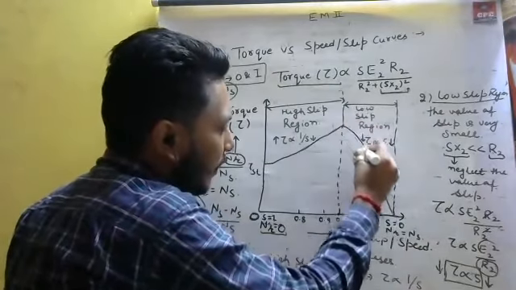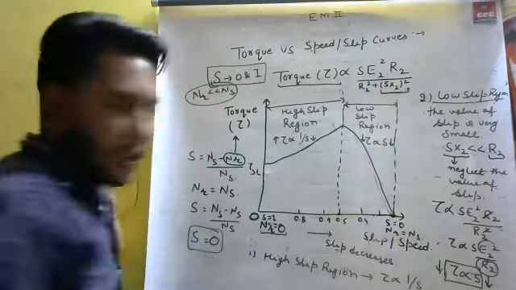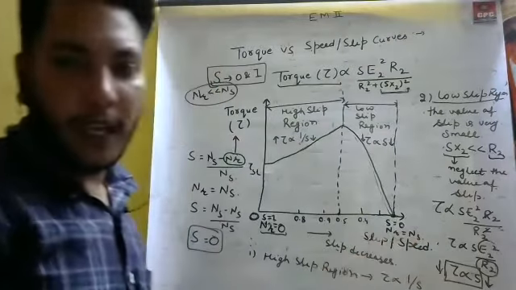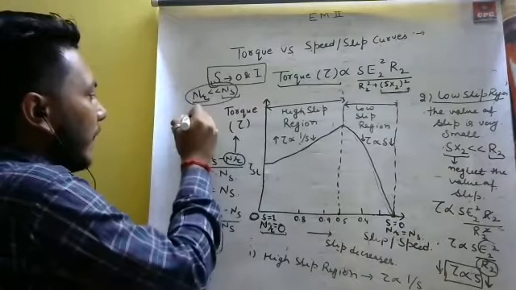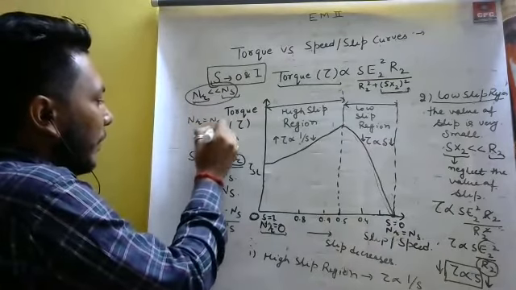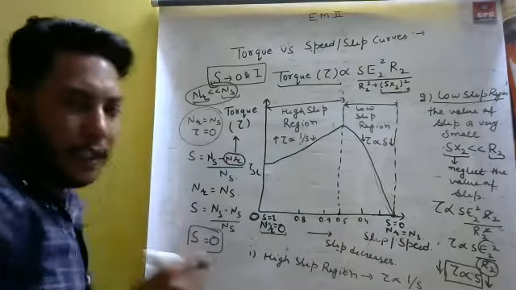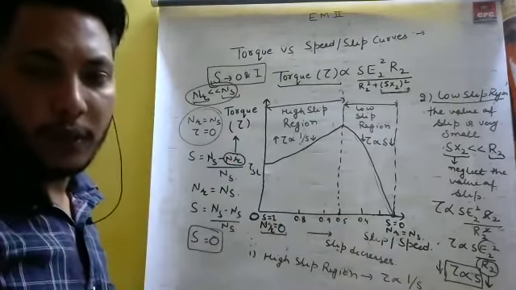That's why this torque starts down, decreases, and finally becomes 0 when NR is equal to NS. So that's why this NR is always less than NS. If NR is equal to NS, then the torque developed in the motor is also 0. Then there is no torque on the motor.